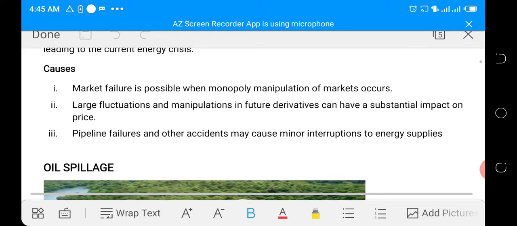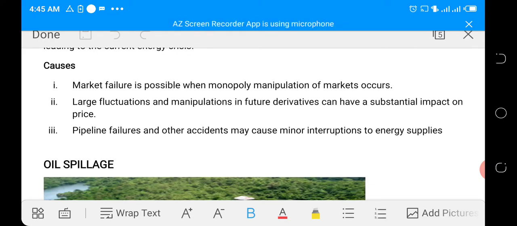Causes of energy crisis. 1. Market failure is possible when monopoly manipulation of markets occurs. 2. Large fluctuations and manipulations in future derivatives can have a substantial impact on price. 3. Pipeline failures and other accidents may cause minor interruption to energy supplies.